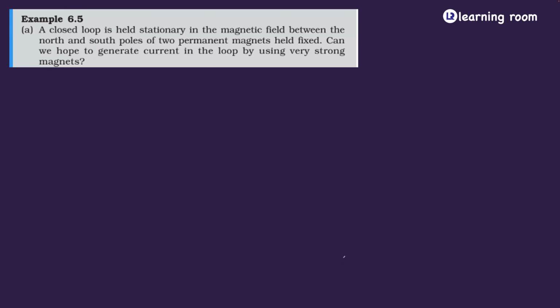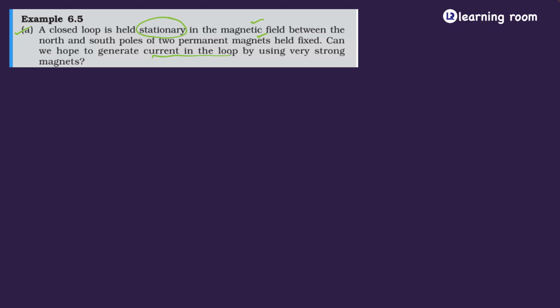So with the same knowledge, we'll start with the next problem. Example 6.5, the question says, a closed loop is held stationary in the magnetic field between the north and the south pole of two permanent magnets held fixed. So there are two permanent magnets which are held fixed, and in between there is a coil which is stationary. Now the question is, can we hope to generate current in the loop by using a very strong magnet?